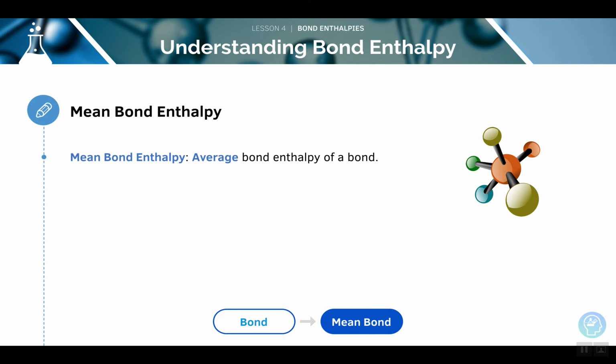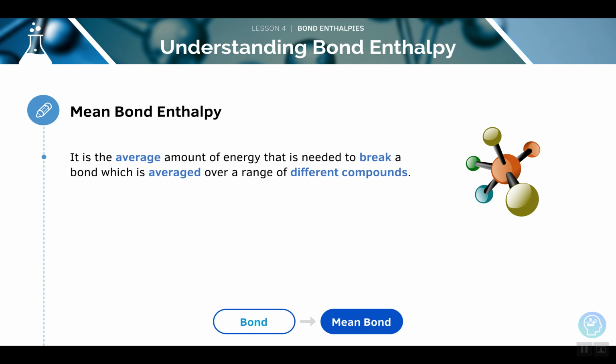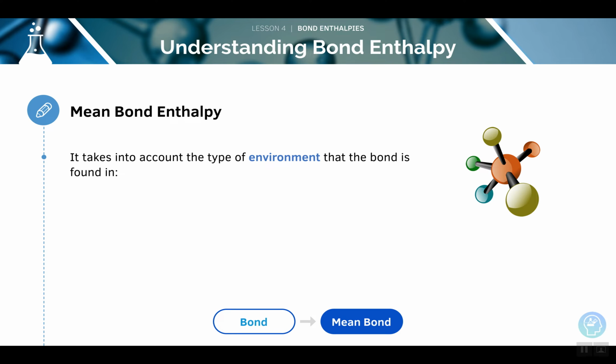The mean bond enthalpy is the average bond enthalpy of the bond. It is derived from the full range of molecules that contain this specific bond. It is the average amount of energy that is needed to break a bond, which is averaged over a range of different compounds. The mean bond enthalpy takes into account the type of environment that the bond is found in, as this affects the amount of energy that is required to break it.